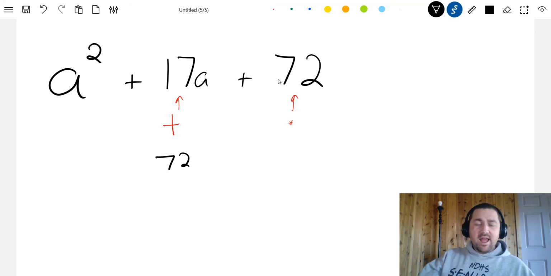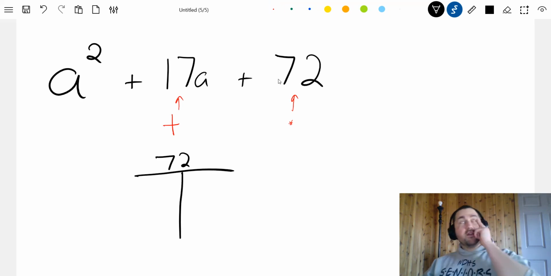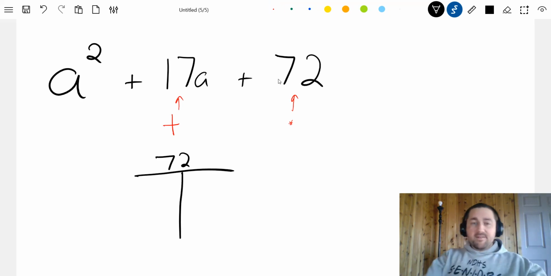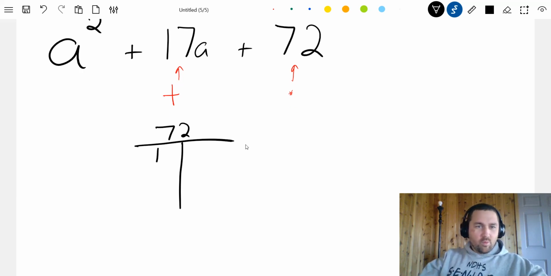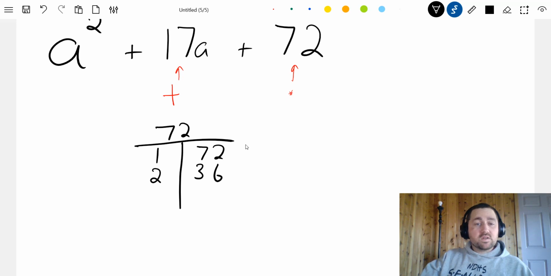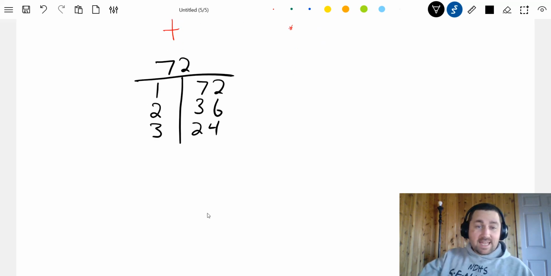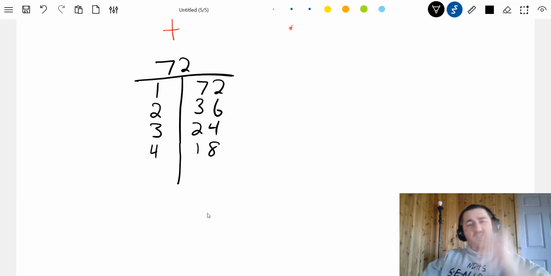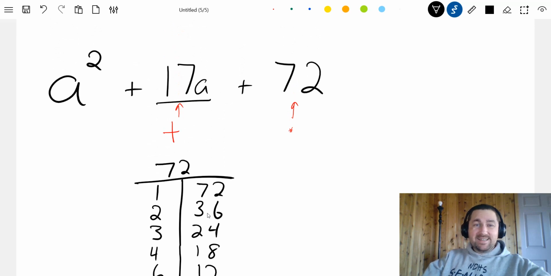So I take 72. And maybe you're at a point where you can think through the factors of 72 in your head. But if you're not, this is what I would do. 1 times 72, that's way too big. 2 times, maybe get my calculator, divide 72 by 2. Oh, 36. That's way too big also. 3 times 24. That's too large. I keep going, right? 4 goes into 72. 4 times 18. Okay, that's 22. I'm getting closer. 6 times 12. Oh, that's 18, but I need 17.